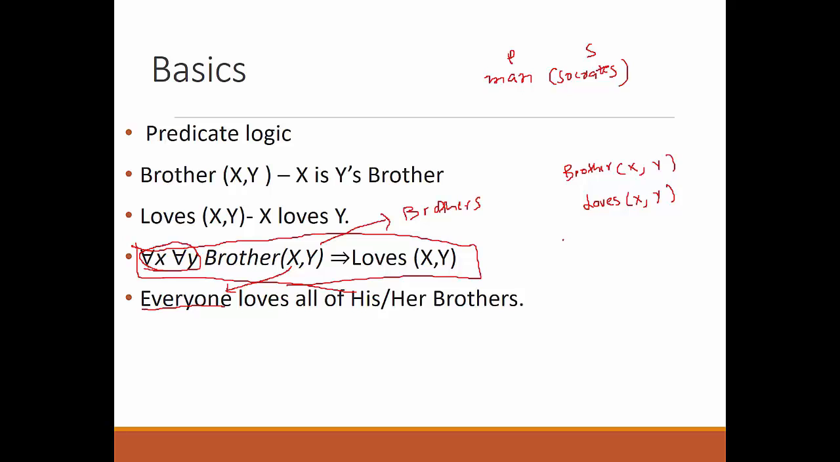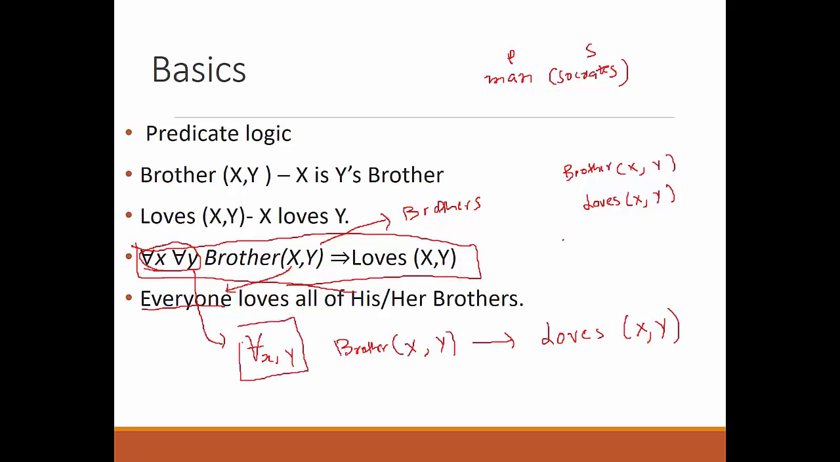So this can also be represented in this form: universal quantifier X comma Y, if X is the brother of Y, then it's for sure that X loves Y. So this can be substituted instead of two universal quantifiers. So this and this are both one and the same thing.